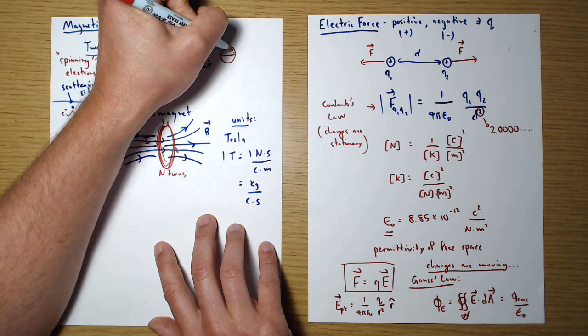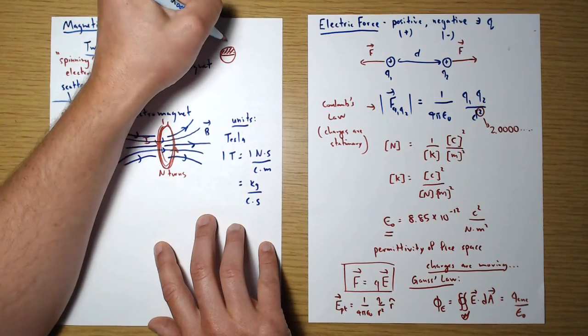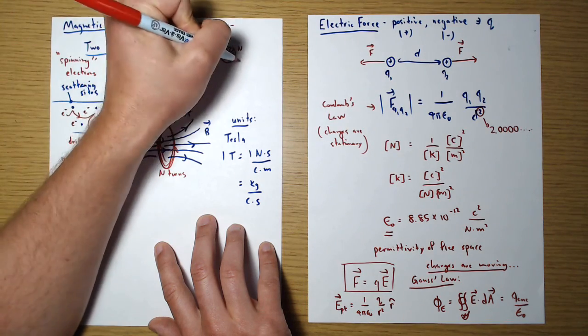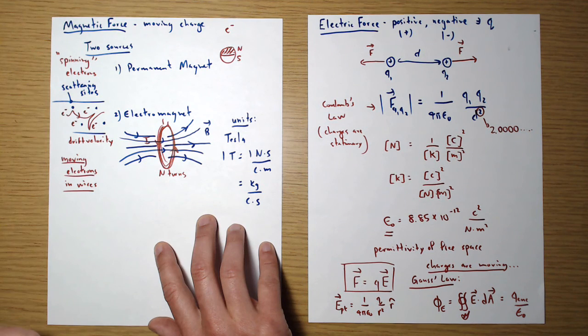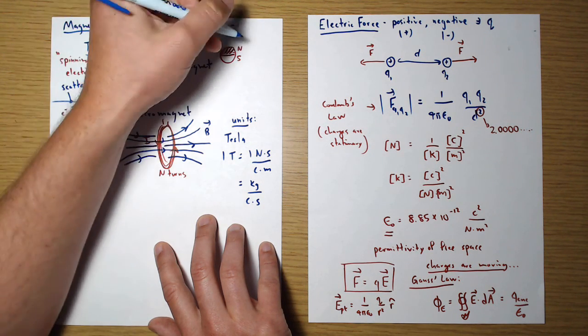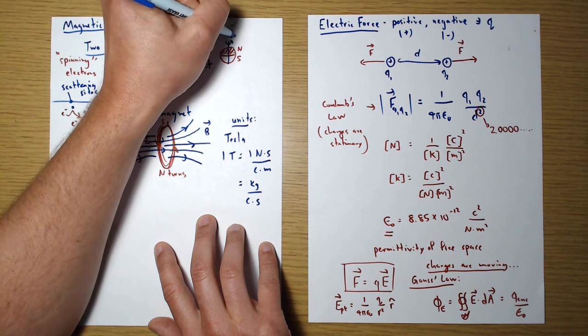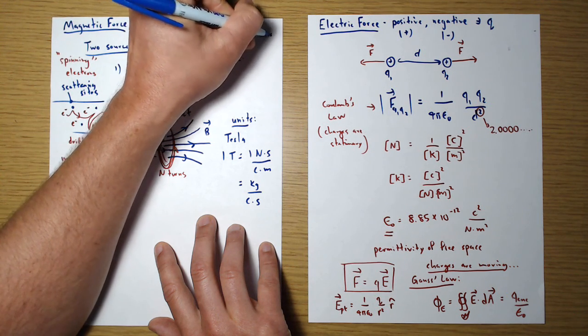I'm going to paint the top half of the electron red, and I'm going to put a little N there. And underneath, I'm going to put a little S here, corresponding to North and South Pole. Now this electron, let's say it's spinning along an axis, which I'll call the rotation axis.